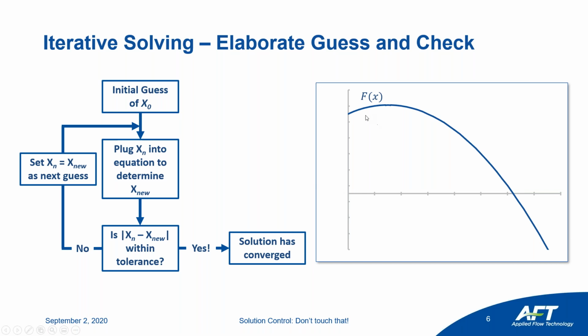So the first step is we have our function. Now we're going to guess x naught. Again, AFT is going to arbitrarily provide a guess for you. You can improve runtimes by providing your own initial guesses, which we'll get into a little bit later. But for the time being, we try to make it as simple as possible for you to just build a model and run it.